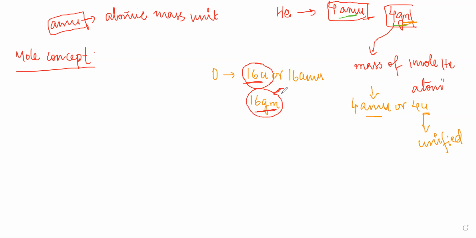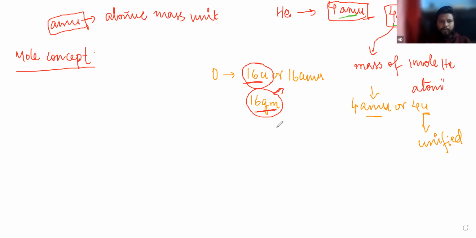Yes, 1 mole of oxygen atoms, that is 6.022 into 10 raised to the power 23 oxygen atoms, the mass of those 6.022 into 10 raised to the power 23 oxygen atoms. This is the difference between these two. Numerically they are equal, but they have different meanings. One is defined for one atom, as you stated, and this is for 1 mole of atoms.